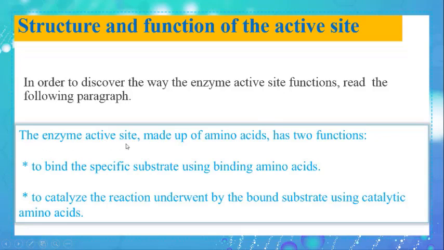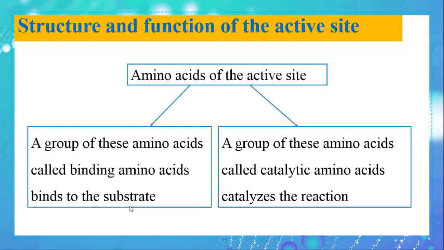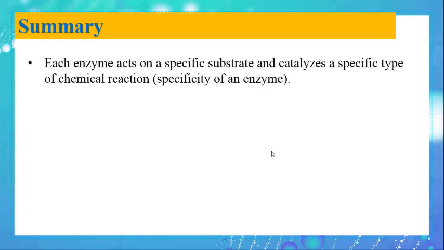The enzyme active site, made up of amino acids, has two functions. First, to bind a specific substrate using binding amino acids, and second, to catalyze the reaction undergone by the bound substrate using catalytic amino acids. So, amino acids of the active site. Among these amino acids, I can talk about two groups. A group called binding amino acids binds to the substrate, and another group called catalytic amino acids catalyzes the reaction. Finally, to sum up, let's read the summary.